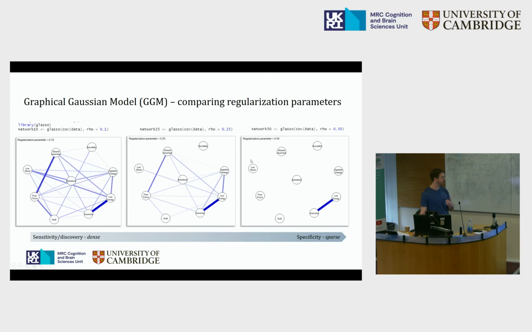As a rule of thumb, I would choose lower parameters if I'm more interested in sensitivity and in discovery, or if I have fewer data or the connections are not so strong. And if I want a network that is more specific, or I have a lot of data, or I want to be more confirmatory, I would use higher parameters to regularize my network.